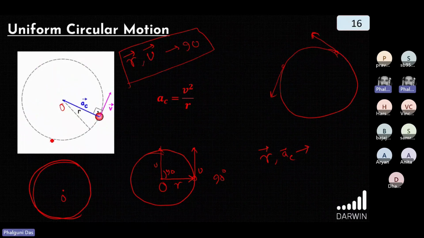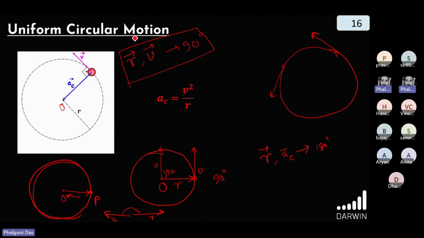Okay, I guess nobody. So basically suppose at some instant the object is here at point P. The position vector is in this direction. The acceleration vector is towards the center. So basically one vector is away from the center, one vector is towards the center. This is our vector R, and this is our acceleration vector A. So the angle between them is 180 degrees or pi. Make sense?